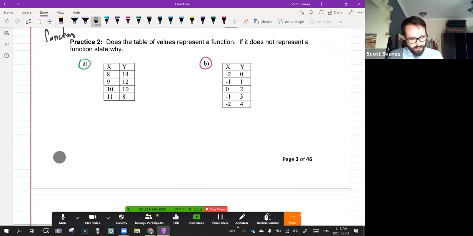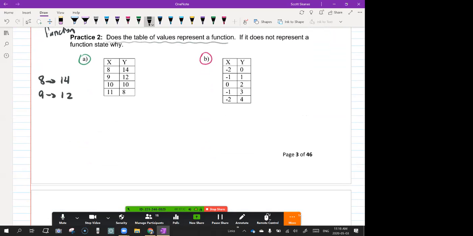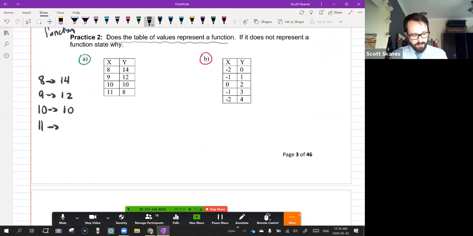In practice 2 here, does the table of values represent a function? That's our first question. If it does not represent a function, tell us why. So for example, 8, what does it give us? 14, all good. 9 gives us 12, no problems yet. 10 gives us 10, 11 gives us 8. So we don't know what this rule is necessarily, but it should be a function.